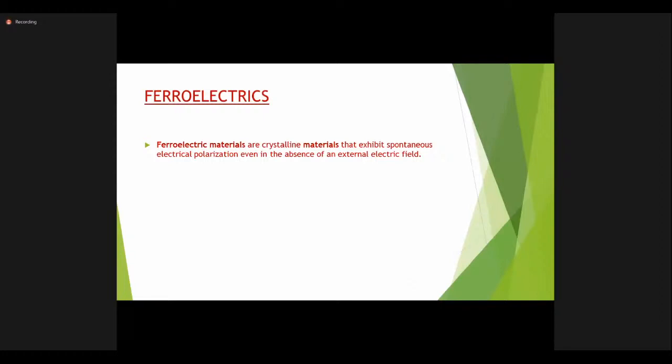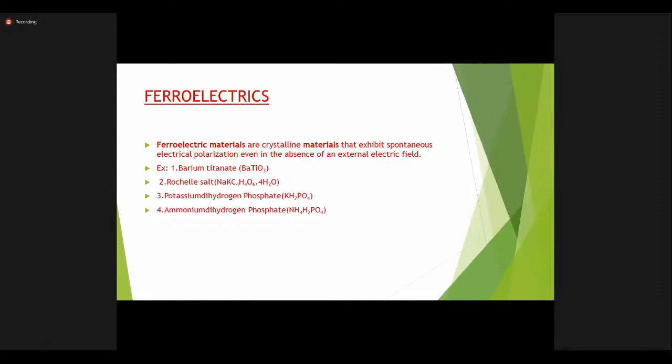We don't need to create any dipoles and dipole moment inside the material. Those kind of polar dielectrics, we call them ferroelectric materials. So they exhibit electrical polarization, dipole moment, even in the absence of an external electric field. Examples are barium titanate, Rochelle salt, potassium dihydrogen phosphate, ammonium dihydrogen phosphate.